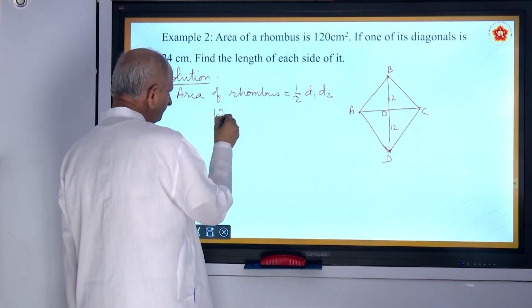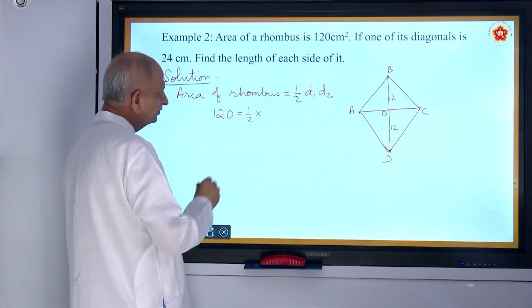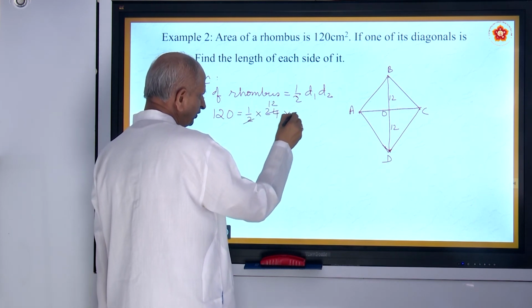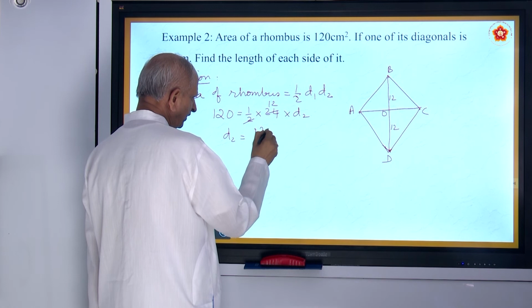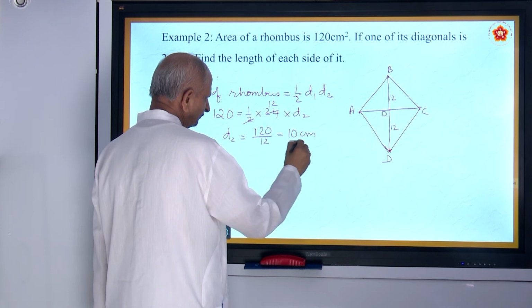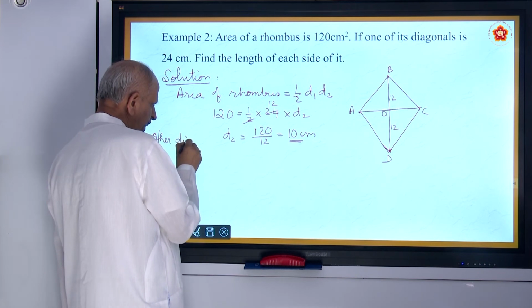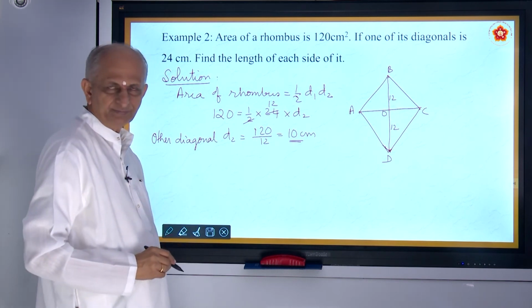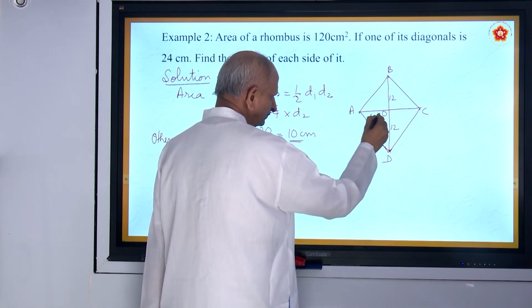One diagonal is given, so you have to find the second diagonal. So 120 is equal to half of d1, which is 24, into d2. Half of 24 is 12, so 12 into d2. So you can find out d2 there. 120 by 12, that is 10 centimeters. So the length of the other diagonal d2 is equal to 10 centimeters. Got it? So that means it is 5 here and 5 here.